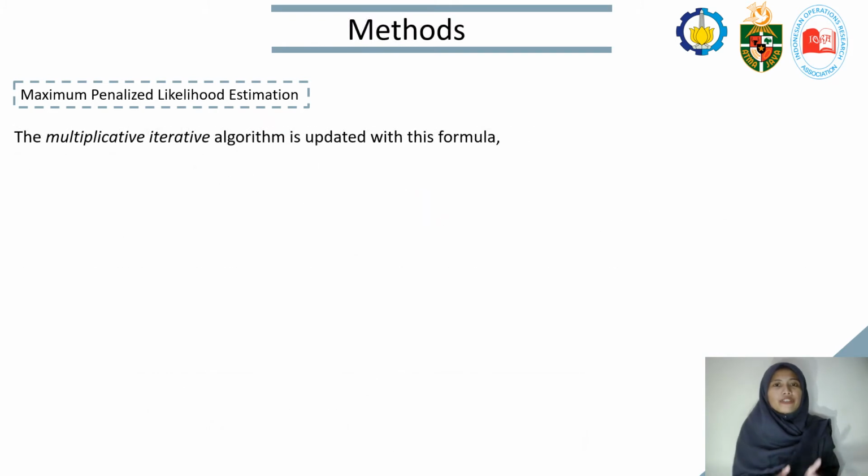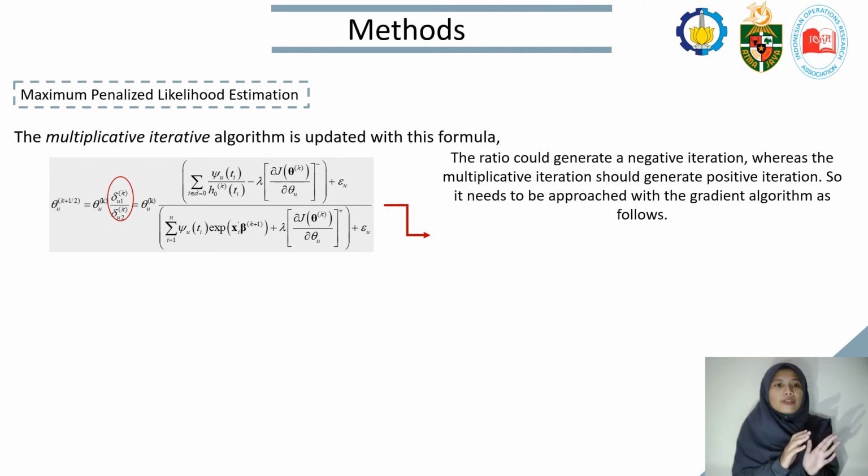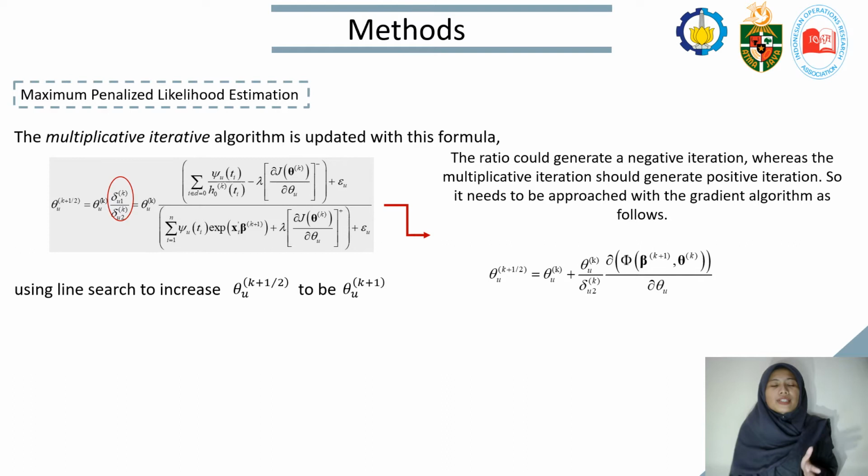The multiplicative iterative algorithm is applied with this formula. We know that the ratio of delta U1 over delta U2 could generate a negative iteration, whereas the multiplicative iteration should generate a positive iteration, so it needs to be approached with the gradient algorithm as follows. The next is using line search to increase theta at iteration k plus a half to be theta at iteration k plus 1, like this.